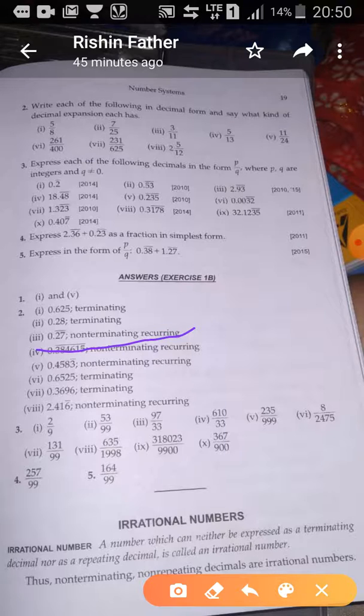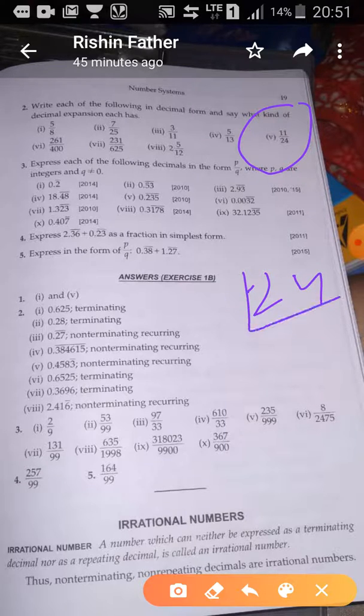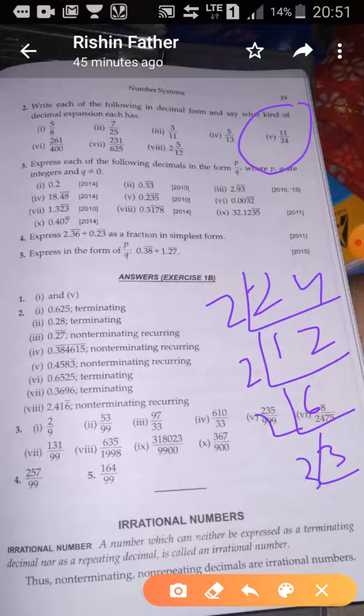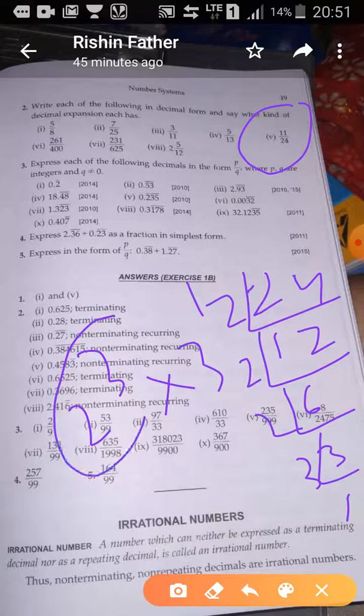Now we get to sum number 5, which is 11 by 24. So first, in the rough work, you will figure out whether it is terminating or non-terminating. 2 12s are, 2 6 are, 2 3s are, 3 1s are. So it is 2 to the power 3 into 3 to the power 1. So it is non-terminating because it has got 2, but it has also got 3, which doesn't satisfy the condition. Yes, so it is non-terminating. And then you will actually divide.